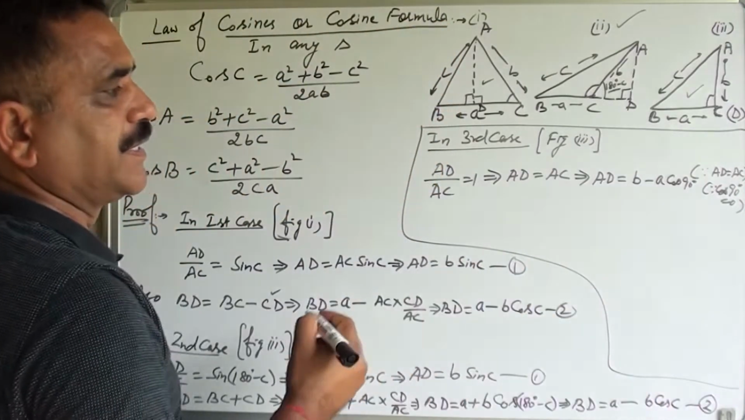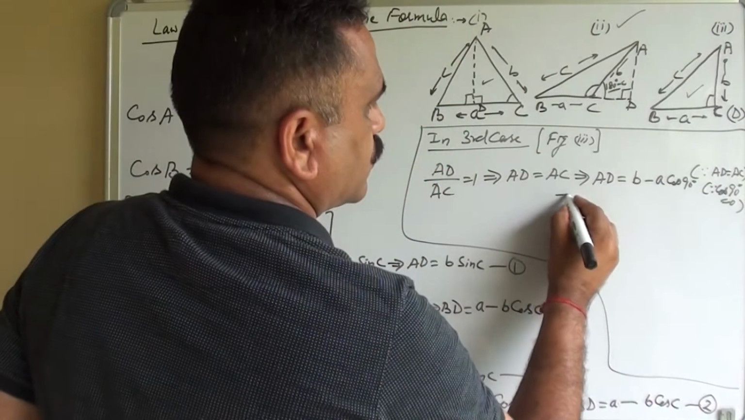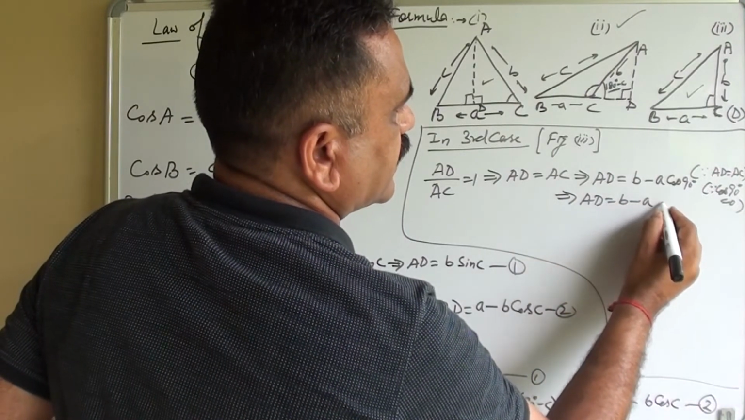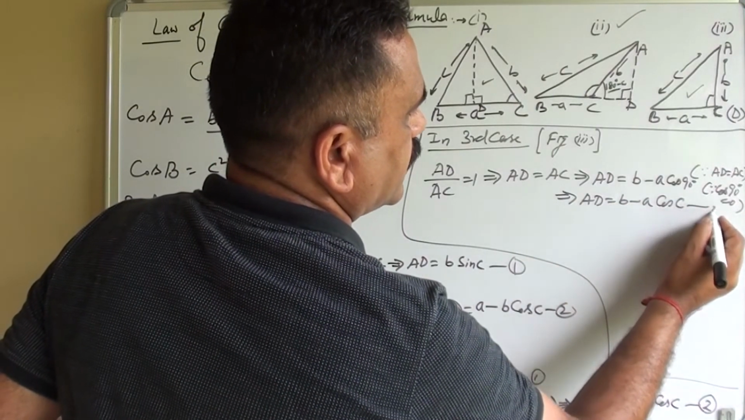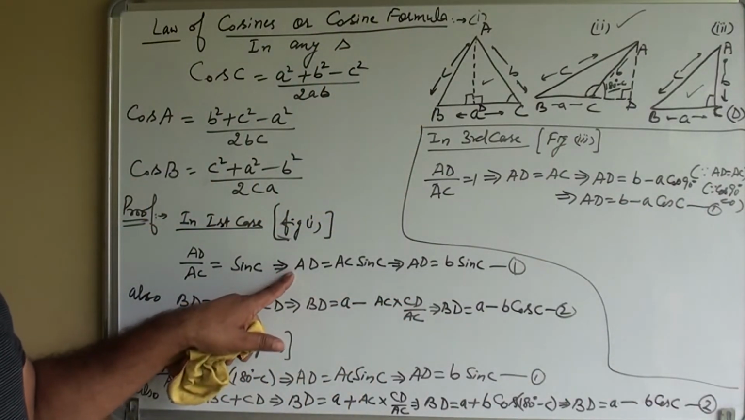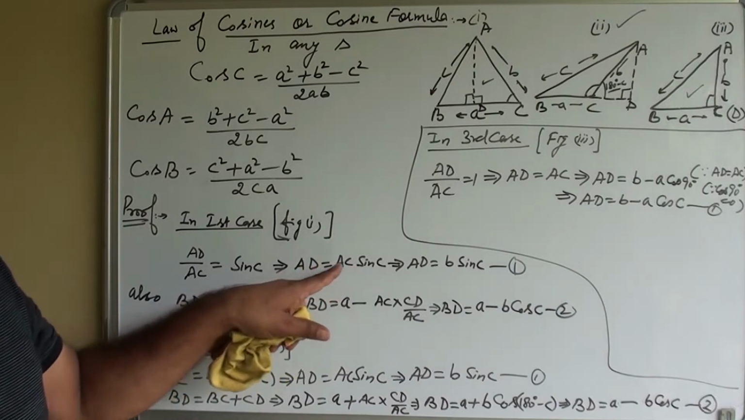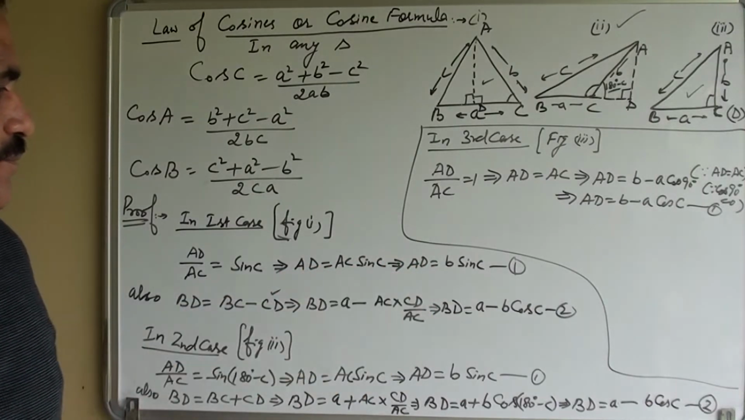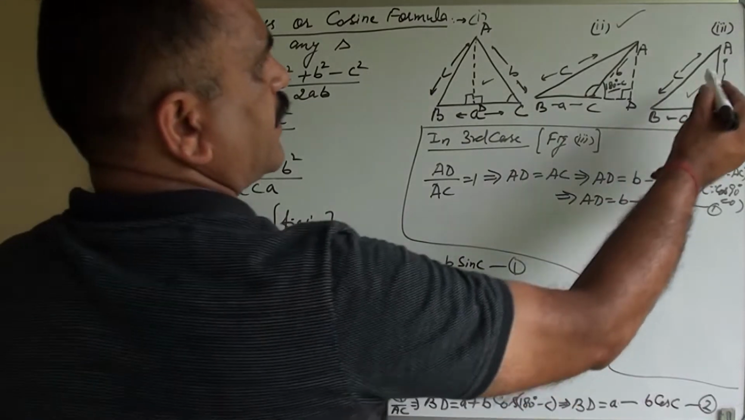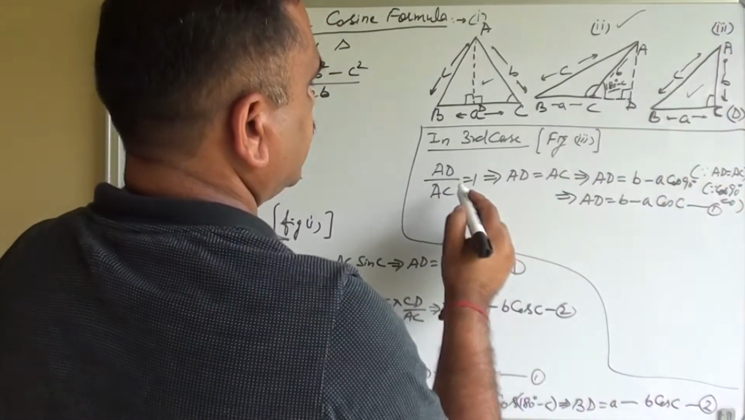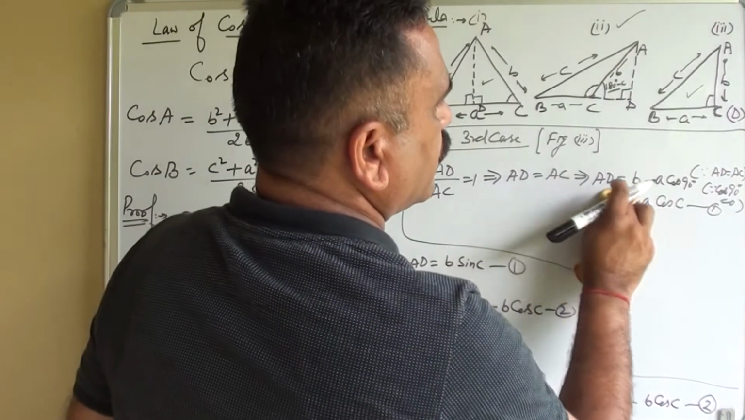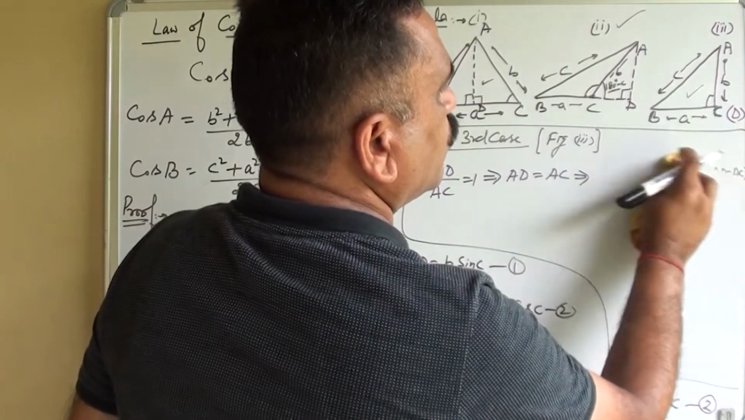This is cos 90. So this implies AD is equal to B minus A cos of C. From there, AD is B sin C. We have written AD is equal to AC. Okay, we are going to find out the value of AD.